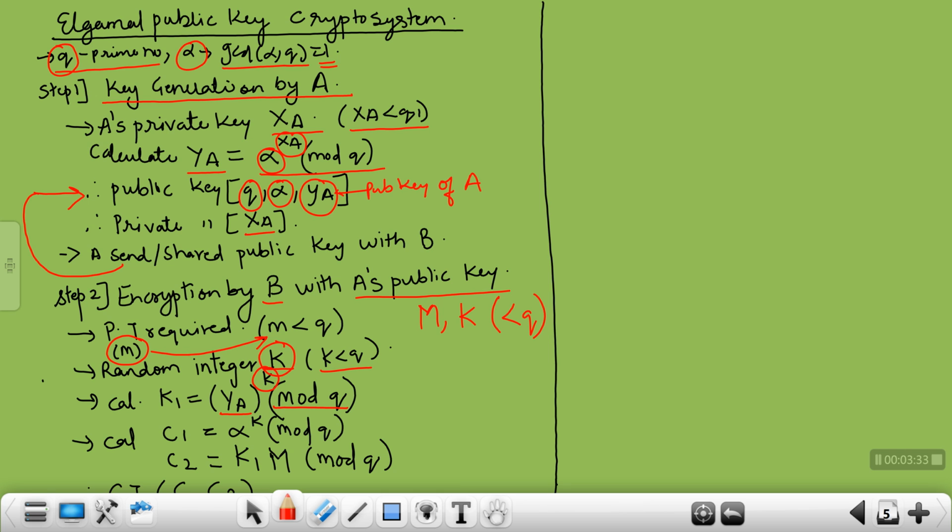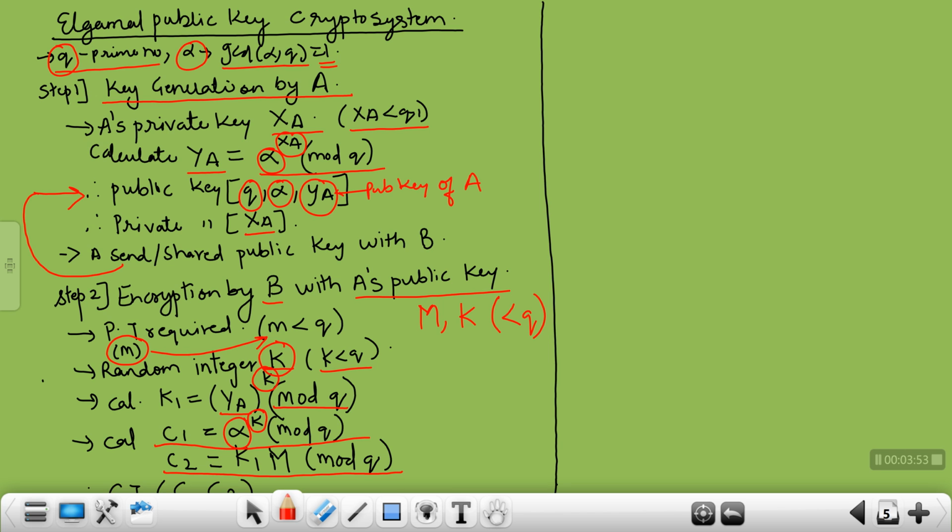Okay, so over here what is very important is you need to keep the formulas in mind. Once we calculate the K1, we will calculate C1 and C2. In this case, we will calculate two ciphertexts now, C1 and C2. C1 will be nothing but alpha, the value that is provided to you, raised to K, which is the value that we are choosing.